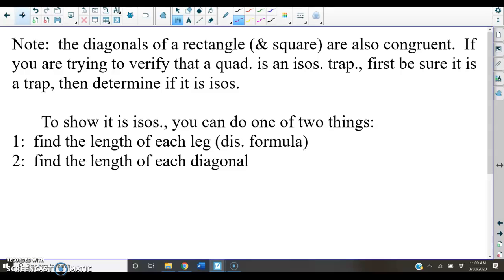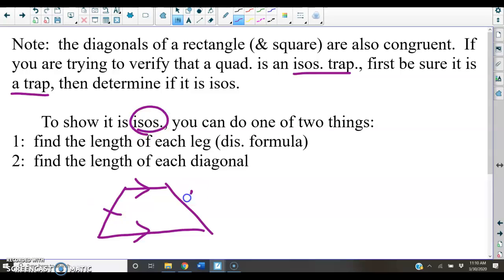Diagonals of a rectangle and square are also congruent, but if you're trying to verify that a quadrilateral is an isosceles trapezoid, first be sure it's a trapezoid, not a parallelogram. To show it's an isosceles trapezoid, you've got to have those two bases parallel. That's all you need: one pair of opposite sides that are parallel. But to show that it's isosceles, you're either going to show that those two legs are congruent, purposely not here, or that the diagonals are congruent. Again, purposely not here.